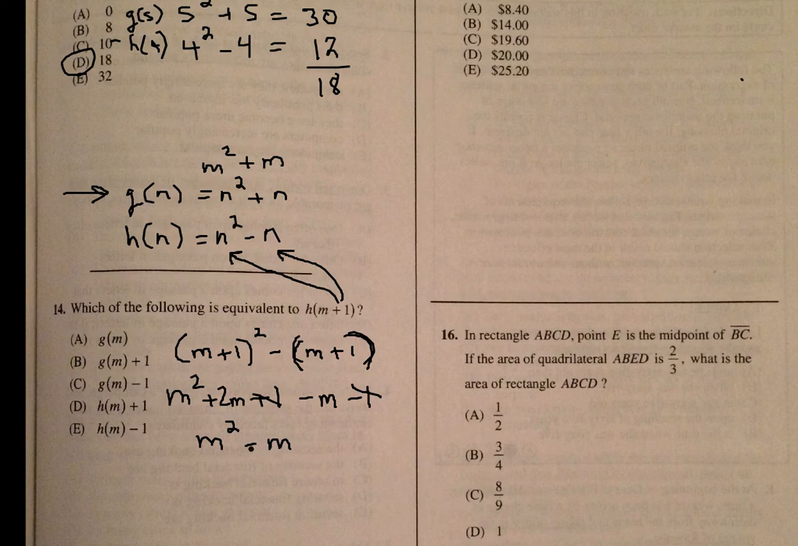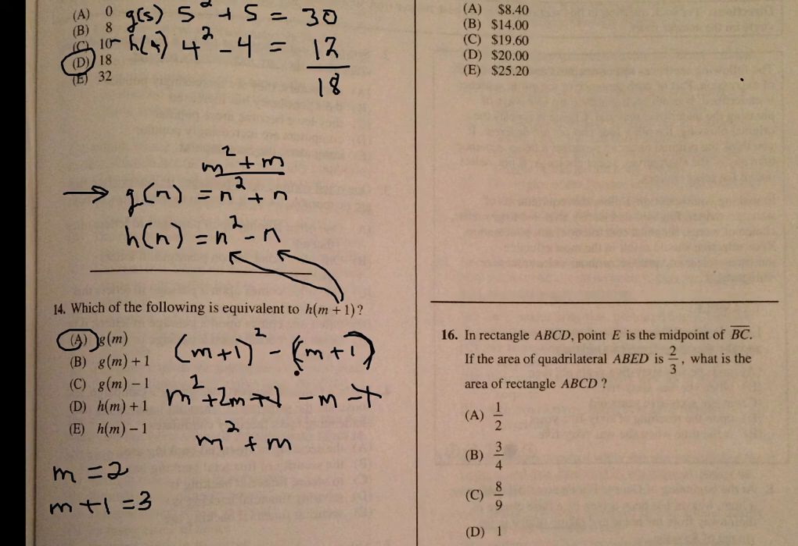This should have been plus m right here. Okay, so it's going to be this, so the answer is just going to be the same as g of m. The other way you can do it is you can pick a number. You can say let m equal 2. All right, so that means m plus 1 is going to be 3.